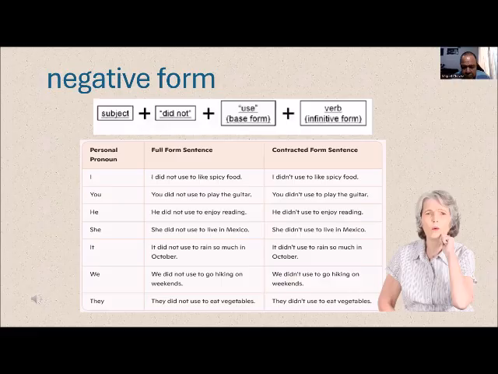Examples with contracted form. I didn't used to like spicy food. You didn't used to play the guitar. He didn't used to enjoy reading. She didn't used to live in Mexico. It didn't used to rain so much in October. We didn't used to go hiking on weekends. They didn't used to eat vegetables.